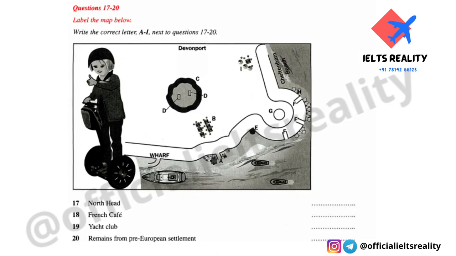balance. Before you listen to the rest of the talk, you have 30 seconds to read questions 17 to 20.